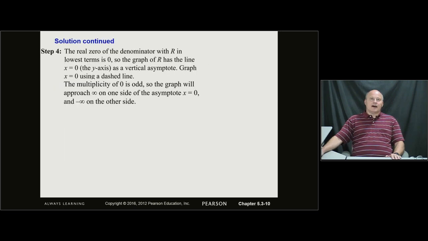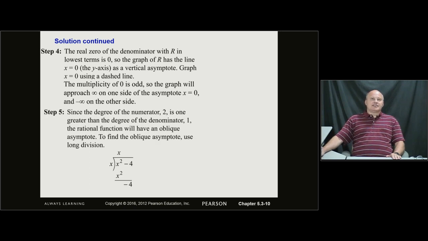The real zero of the denominator with r in lowest terms is 0, so the graph of r has a vertical asymptote, the line x equals 0, the y-axis, and we draw the vertical asymptote x equals 0 using a dashed line. The multiplicity is 1, which is odd, so the graph will approach infinity on one side and negative infinity on the other side. They just described COAT there.